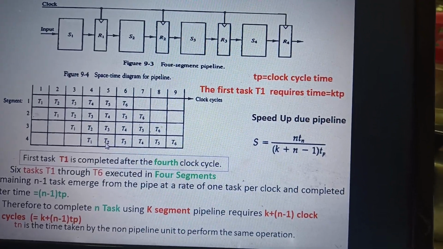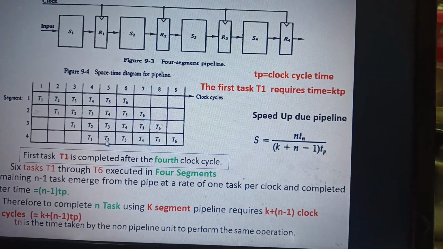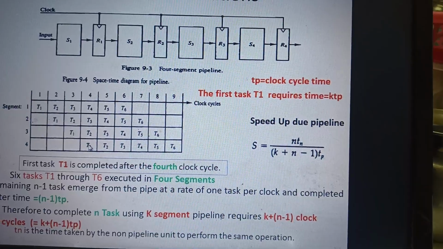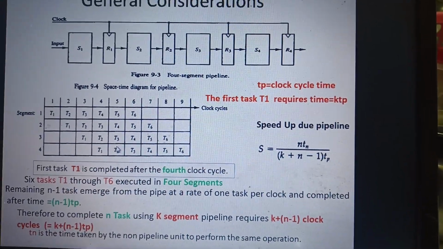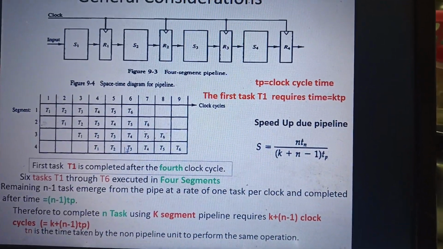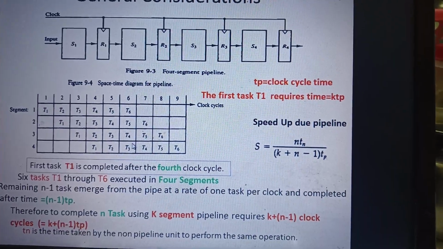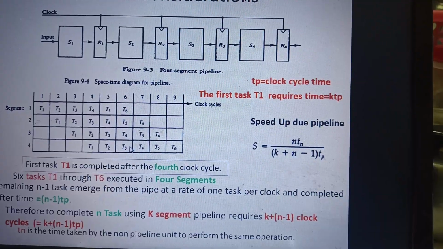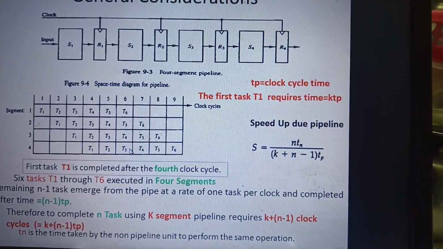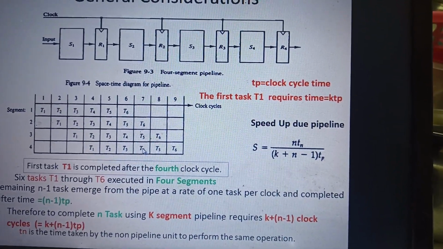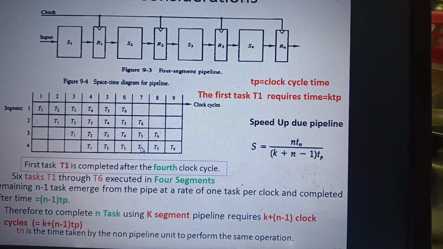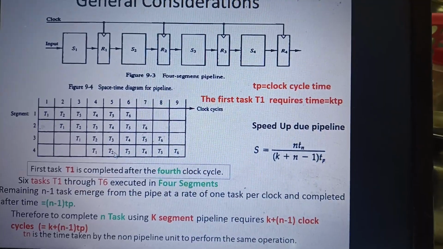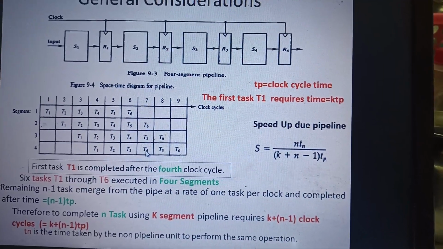So time taken to complete the 2 tasks is 4 plus 1, that is 4 plus 2 minus 1. The time required to complete the third task is how much? First 4, then 2, that is 4 plus 2, means 4 plus 3 minus 1. The time taken to complete the fourth job or task is 4 plus 3, that is 4 plus 4 minus 1.